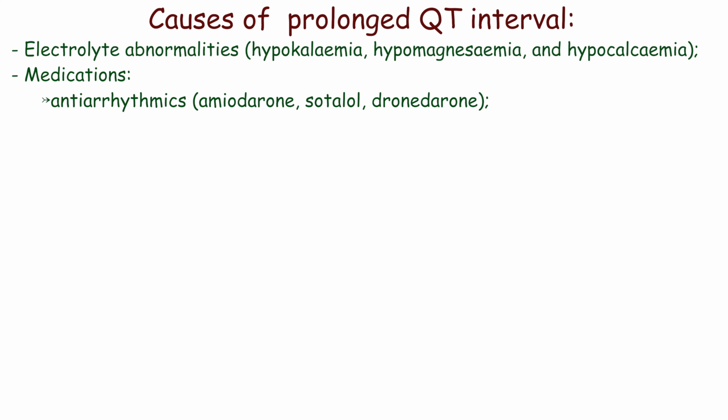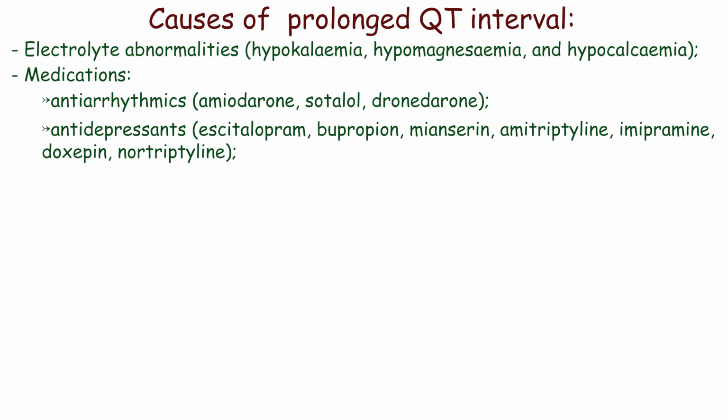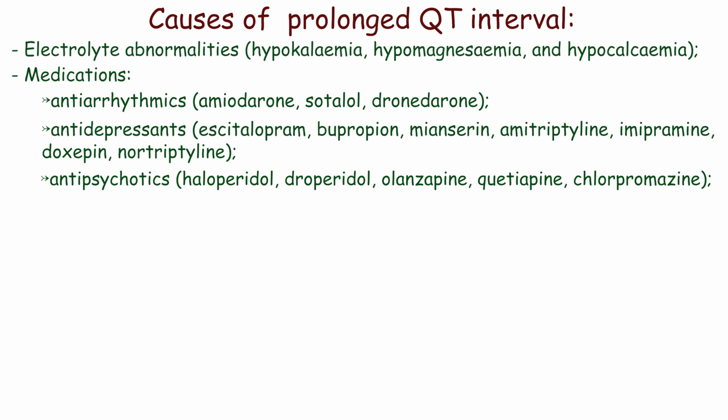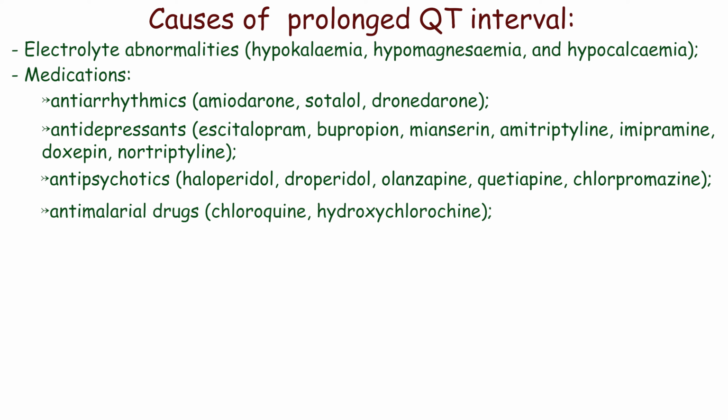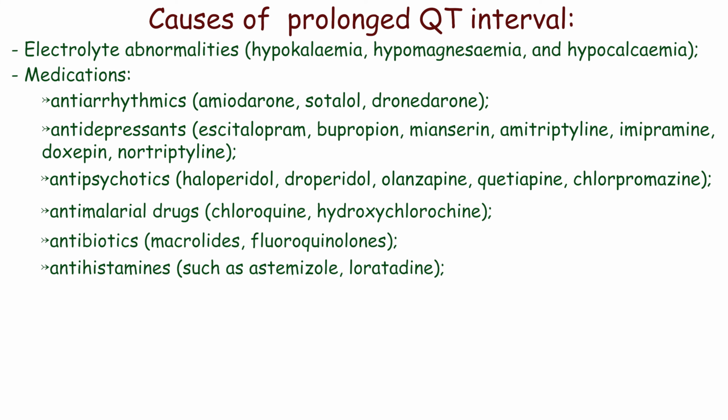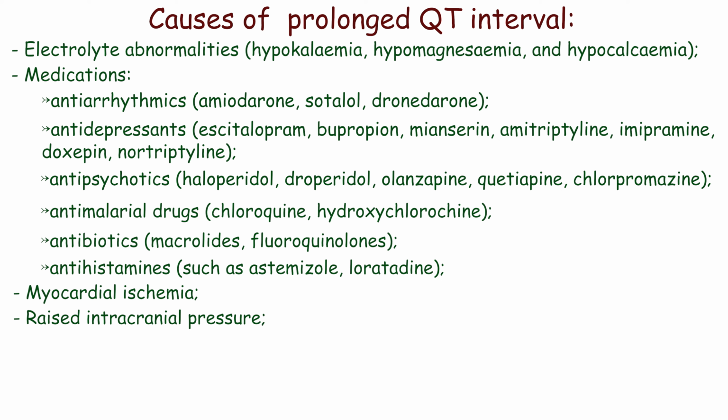They include antiarrhythmics, such as amiodarone, sotalol; antidepressants, such as citalopram, escitalopram, bupropion, mianserin, amitriptyline, imipramine, doxepin, nortriptyline; antipsychotics, such as haloperidol, droperidol, olanzapine, quetiapine, chlorpromazine; antimalarial drugs, such as chloroquine, hydroxychloroquine; antibiotics, such as macrolides, fluoroquinolones; antihistamines, such as astemizole, loratadine. Other causes of prolonged QT interval include myocardial ischemia and raised intracranial pressure.